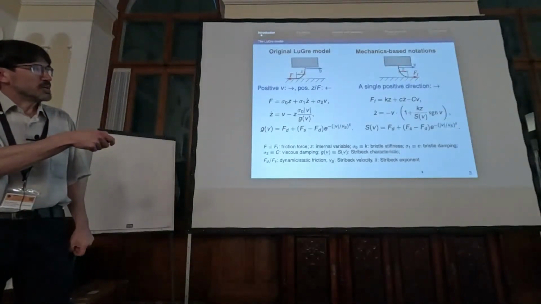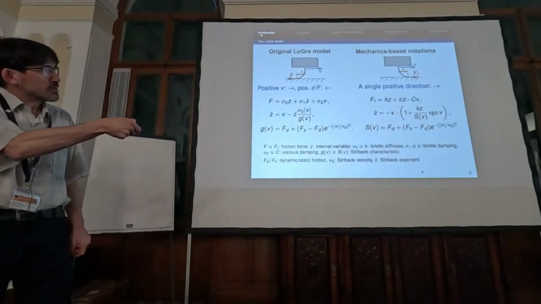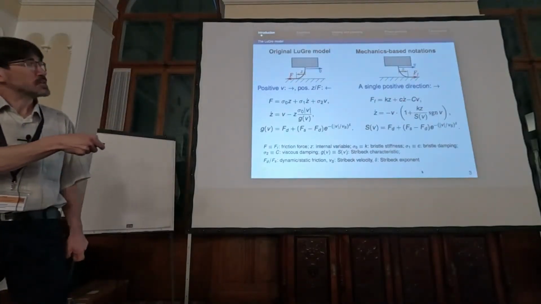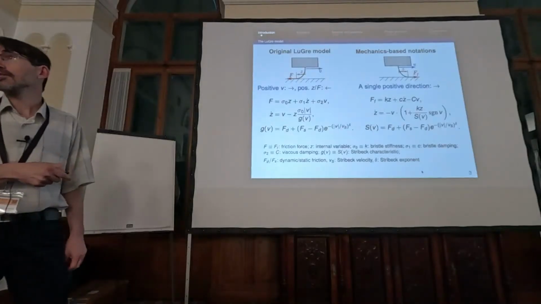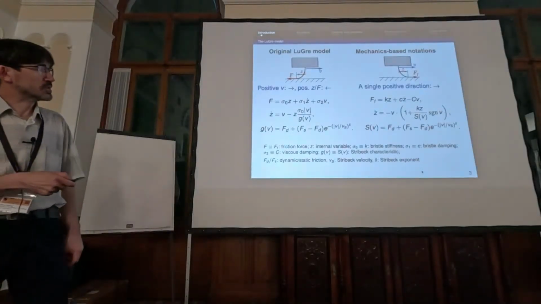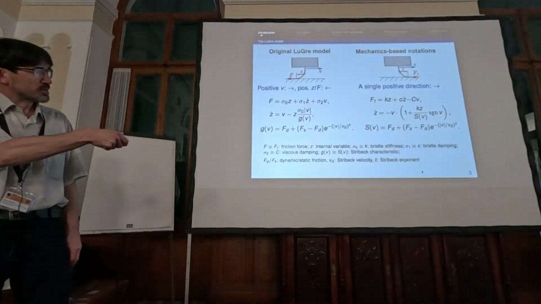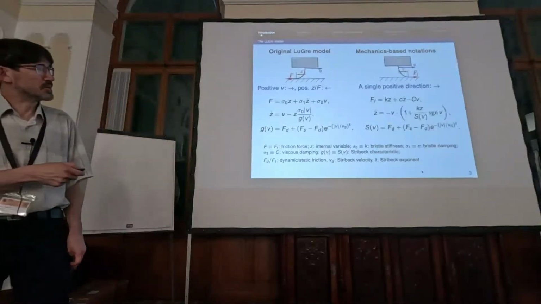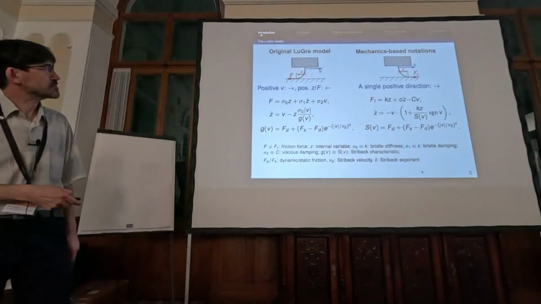k will be the stiffness of the bristle. A lowercase c will denote the damping of the bristle. And the uppercase C will be the viscous damping parameter. I also changed the notation of the Stribeck characteristic to S. I think it will be easy to remember, and F_f will be the friction force.